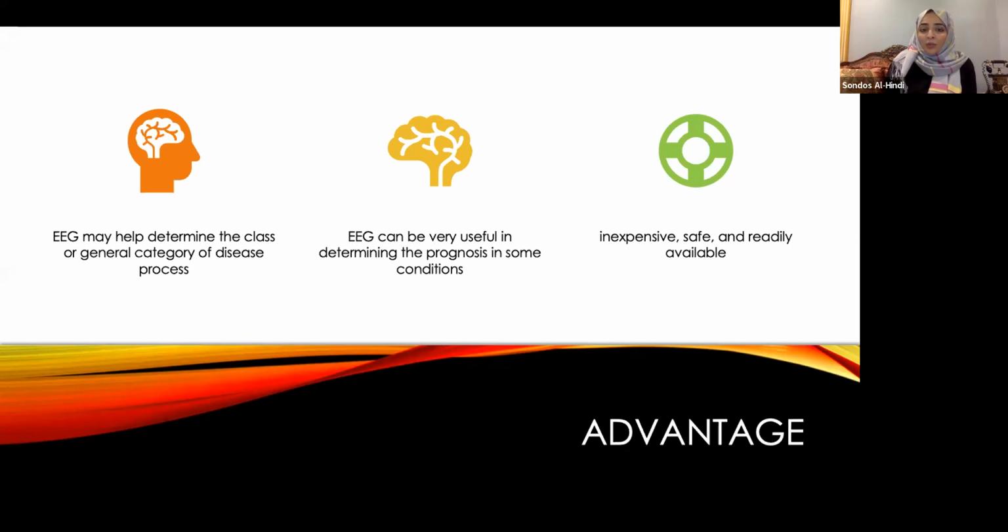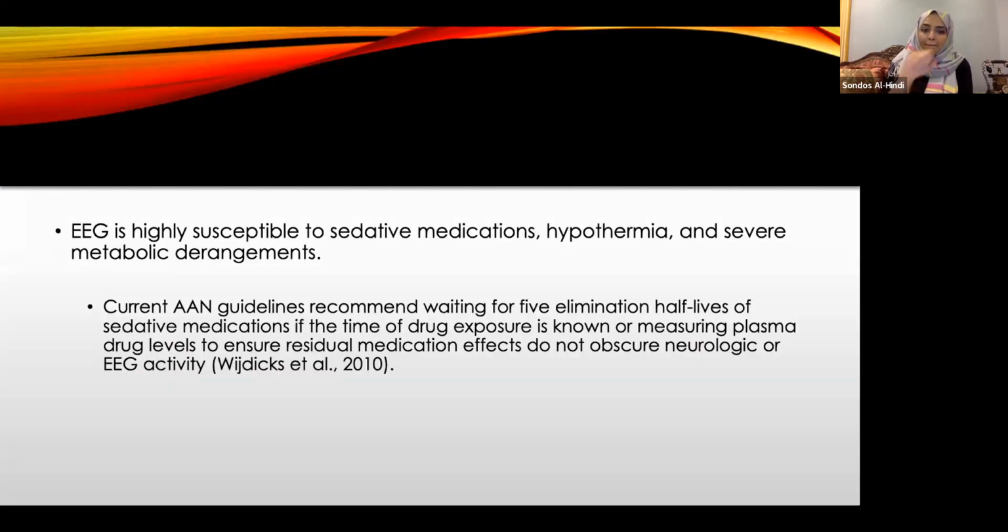And of course, why do people use it? As I mentioned earlier, it's one of the most common tests used worldwide because it's safe, it's inexpensive, and it's readily available in most hospitals. Even in a small community hospital, you will find one portable EEG machine easily. However, you might not have availability of a SPECT or a nuclear medicine scan. You might not have a 4-vessel angio available in a small community hospital. So that's probably why people use it most often.